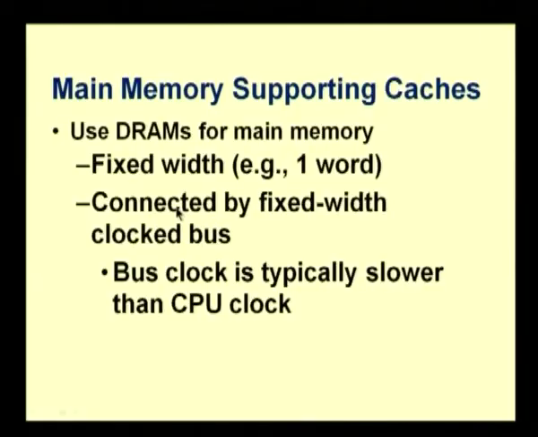And normally what happens is the DRAM is connected to your processor and your cache subsystem by means of a fixed width clocked bus. And normally the bus clock is slower than the CPU clock, and because of this it takes a longer time for your access to take place. So, how do we improve the performance given these constraints?